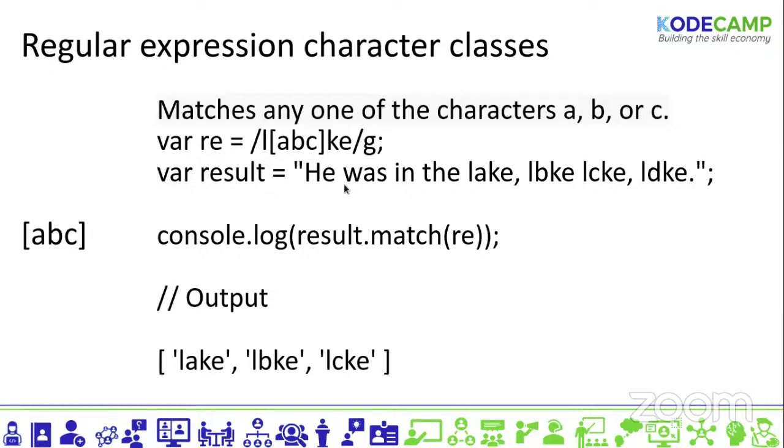If we have this string and we test for that pattern, we are going to see that we have LAKE, LBKE, and LCKE sent back to us, but we don't have LDKE because we are not checking for that. If we put A, B, C, D here, then we'll have LAKE, LBKE, LCKE, and LDKE. But since we aren't doing that, that's why we are getting this result.